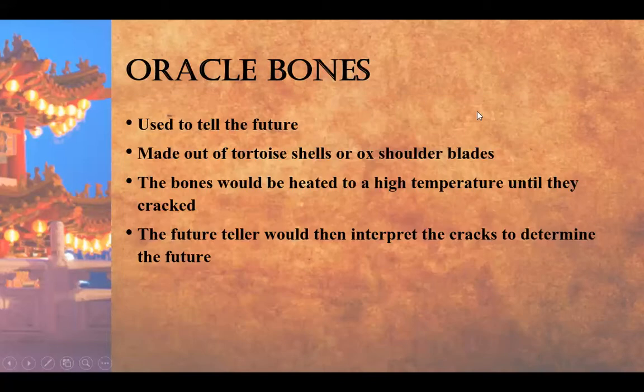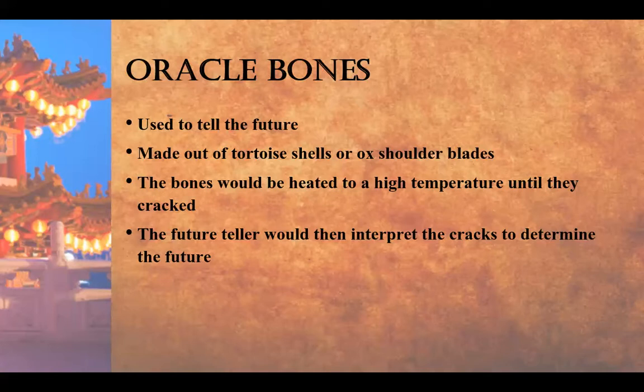The last thing we're going to talk about is the coolest part of ancient China. And you're going to actually do an activity with this tomorrow after your bellwork quiz. But in ancient China, they used these things called oracle bones. And they were used to tell the future.